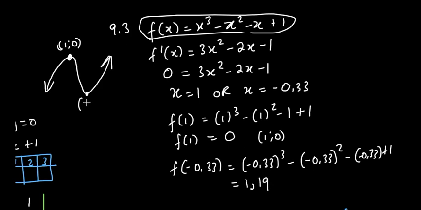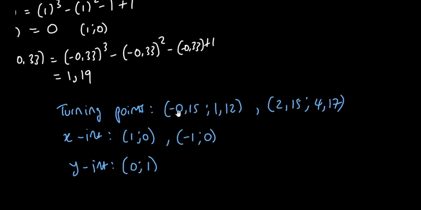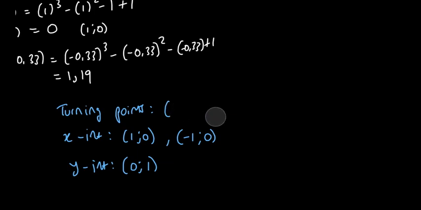So it means here when x is negative 0.33, you would get 1.19. And actually these two are vice versa. This point is there and that point is there because of that error, but it doesn't really matter. The main point is that we should write them correctly here because we want to sketch, isn't it? So we should write them correctly here.